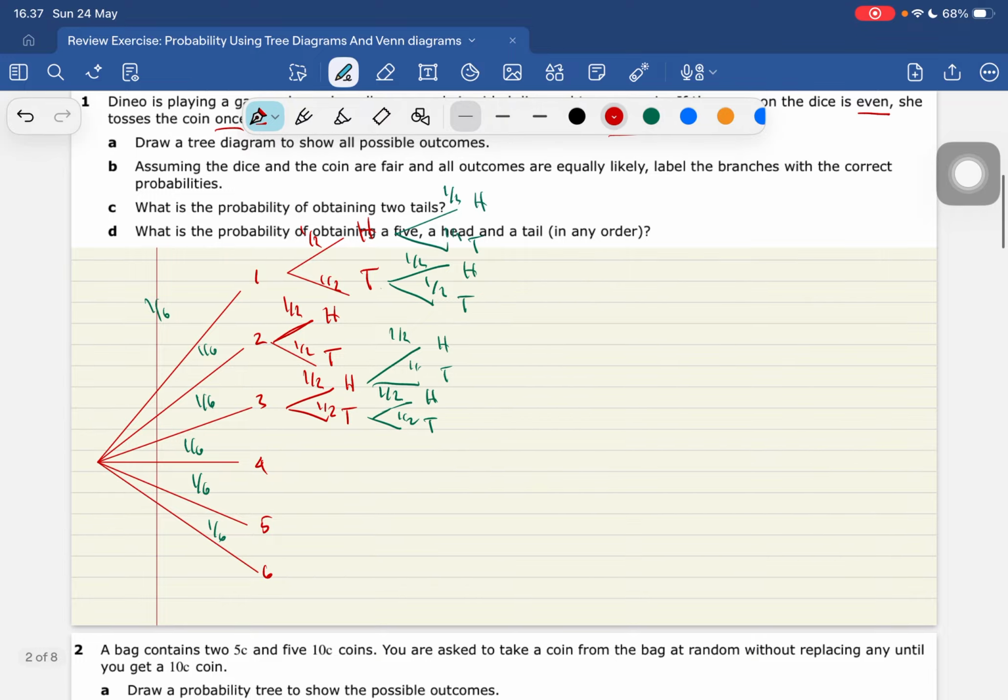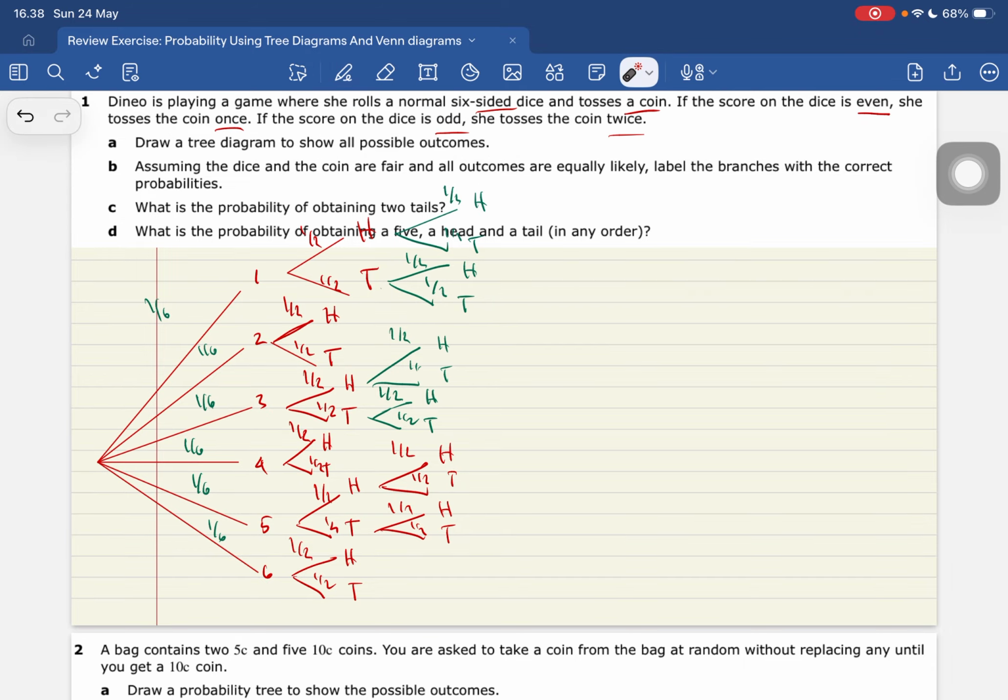4 is even, so only once, head and tail, which is 1/2 and 1/2 the probability. 5 is odd, so first coin, head and tail, 1/2, 1/2. Second, we've got head and tail again, the second coin, 1/2, 1/2. And the last, 6, is even, so only one toss of the coin, head and tail. There it is. What is the probability of obtaining 2 tails?